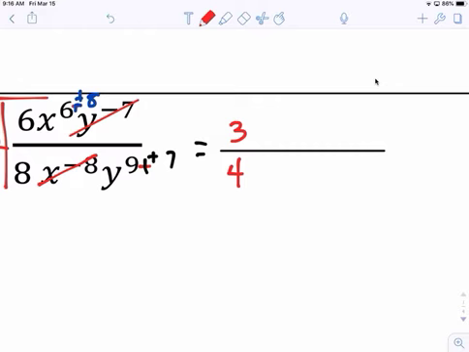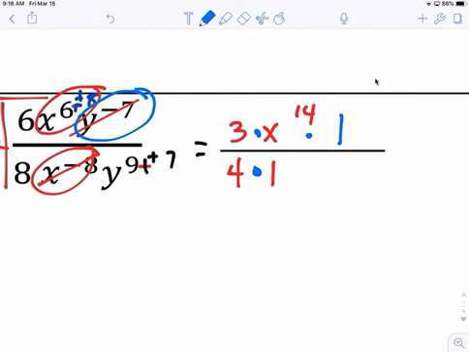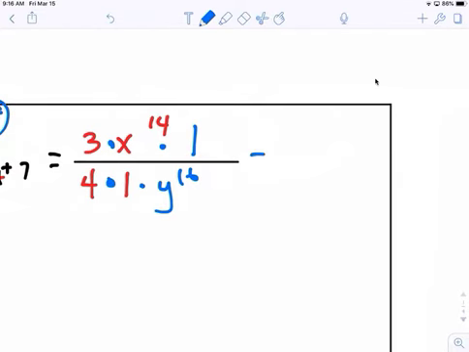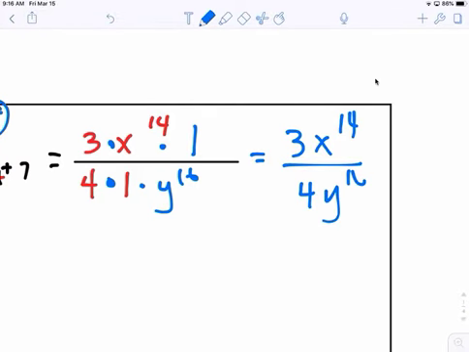Okay, then x here is x to the 14th. This x here becomes a 1. Okay, multiply. This y is a 1 because we cross it out. Anytime we cross out, it's a 1. The y in the denominator is y to the 16th. So your answer then is 3x to the 14th over 4y to the 16th. Okay? That's important to remember.